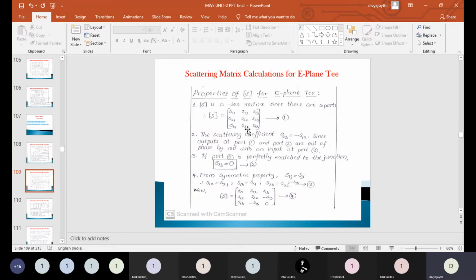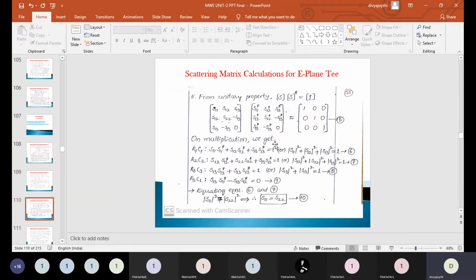S32 is equal to S23. But what is S23? S23 is equal to minus S13. So in that way we are going to have minus S13, and here S31 can be replaced with S13 also. So this matrix has been turned into this form by applying all these properties.